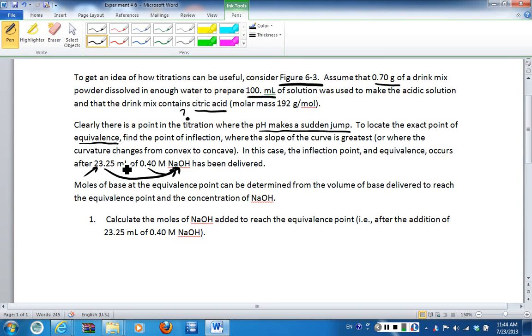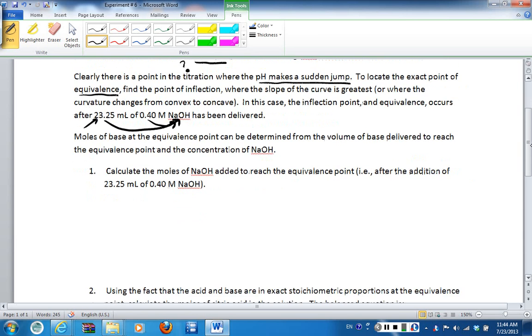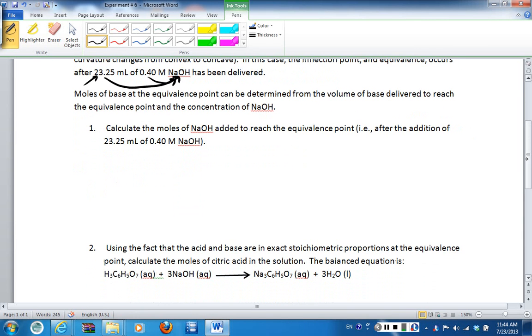So if we get started on this question, what we see is the first part of the question asks us to calculate the moles of sodium hydroxide added to reach the equivalence point. So we know at the equivalence point that we added 23.25 mL of a 0.4 molar solution of sodium hydroxide. So right now we have milliliters of this amount of sodium hydroxide, and we want to obtain the moles of just sodium hydroxide. So this is a solutions calculation.